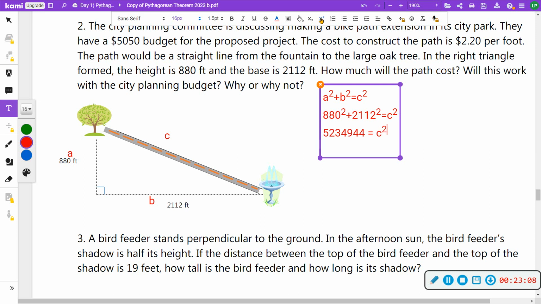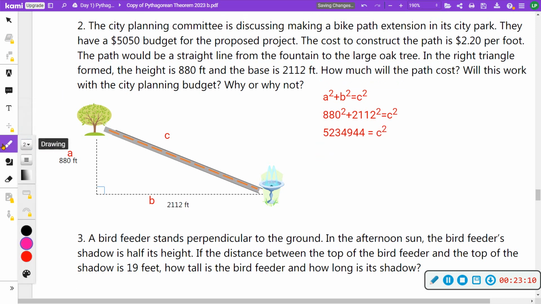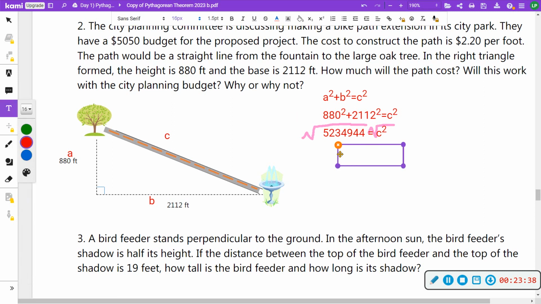I can make that number go down a little bit, and the way I'm going to do that is I'm going to take the square root of both sides. Some kids stop here, but that's the value of C squared. I've got to take the square root to get rid of the square. So I type into my calculator the square root of, well, how many was that? 5 million or something like that. 5,234,944, and that's 2,288. And that equals my C.